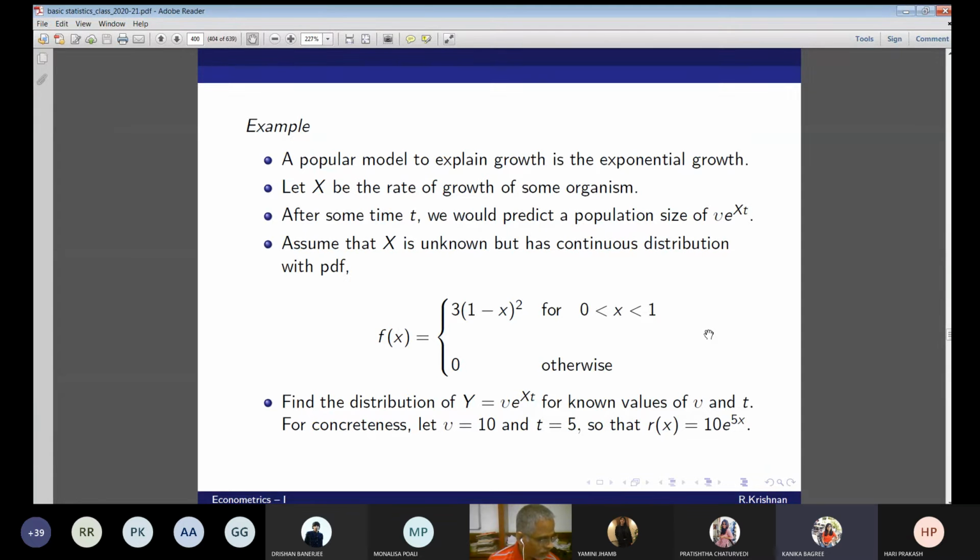minus 1 by 5 ln(y/10) whole square, like from 1 to that ln(y/10) whole square, and y lies between 10 and 10e to the power 5. Correct. That support is correct, but the answer is 0 otherwise, right? Yes, sir, 0 otherwise. And the 3 into (1 minus log of y by 10 by 5) whole square. Yes, sir. I got that. Okay, good.